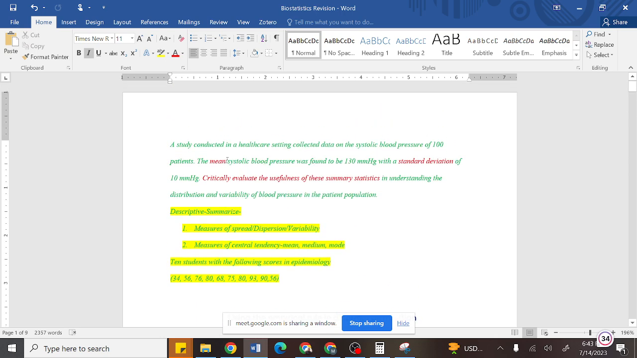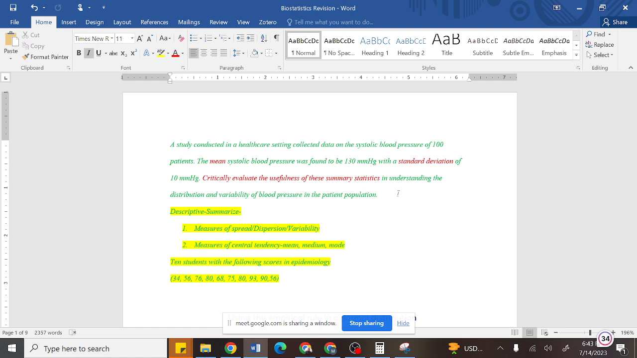If the average mean is 130 and the standard deviation is 10, what does that tell us? What we basically need to do with the question, which tells us to critically evaluate the usefulness of these summary statistics, is that the question is basically asking of what importance is the mean and the standard deviation.